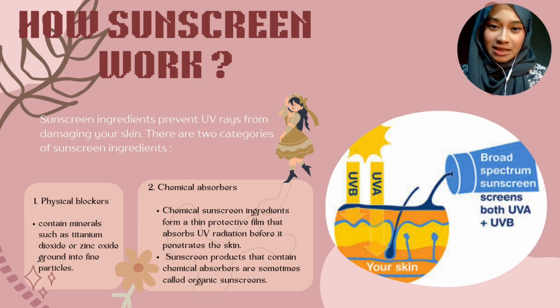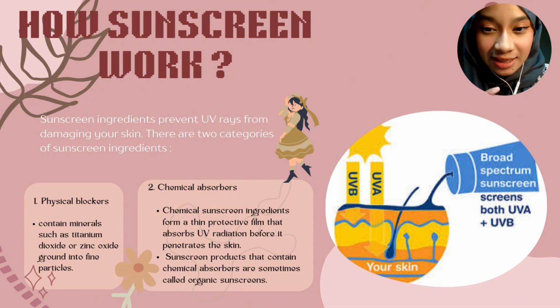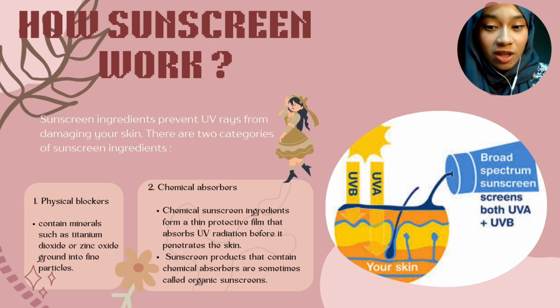So how does sunscreen actually work? For your information, sunscreen ingredients prevent UV rays from damaging your skin. They have two categories of sunscreen ingredients. The first one is physical blockers and the second one is chemical absorbers.